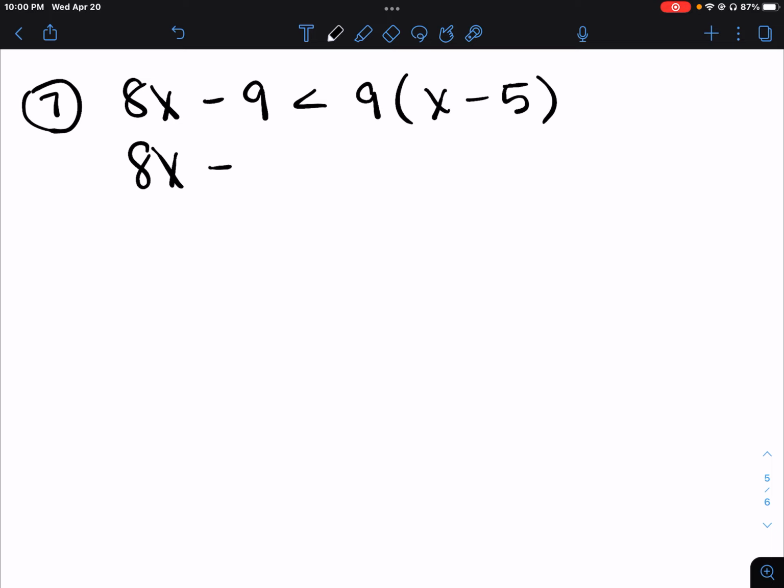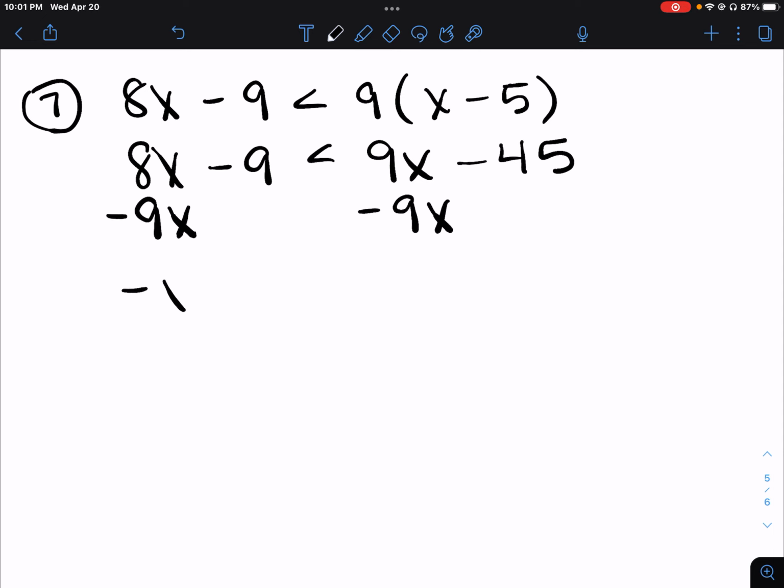Okay, I need to distribute that 9. 9 times x, 9 times minus 5. There's a couple ways you can do this. If you get the 9x by itself, or if you do the 8x, either way, that's fine. Okay, let's just subtract 9x on both sides so our x stays on the left. Okay, we subtracted so it stayed.